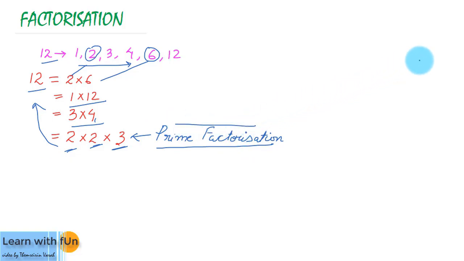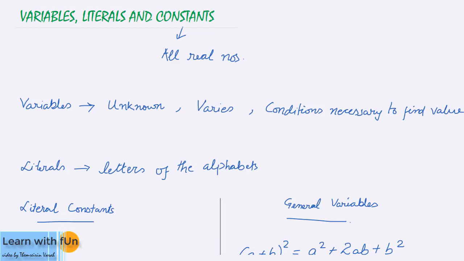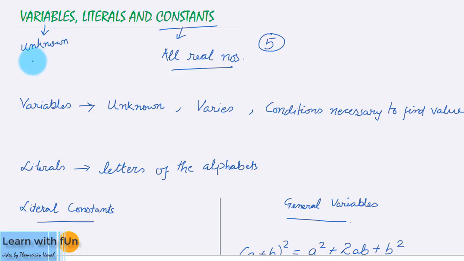Now we shall see variables, literals and constants. Constants mean those whose value does not change, and so all real numbers are constants. 5, the value does not change, so 5 is a constant. Now what about variables? Variables are unknowns. You don't know the value of it, so it is subject to change. Its value can change depending on the condition. So variables are unknowns and their values vary, and in order to find the value you need conditions.